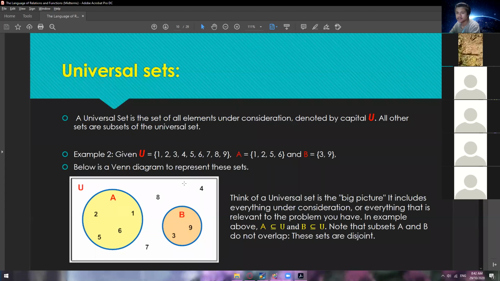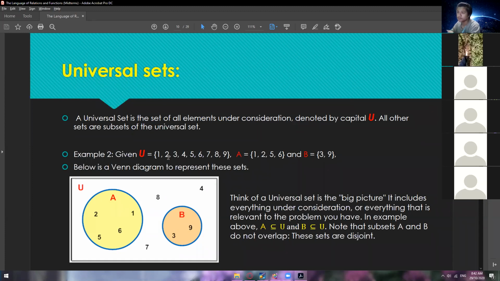Imagine that the universal set is like the universe itself, and the sets are the planets, like the Earth, Pluto, Mars, Saturn, and so on and so forth. Those are the sets, and of course, they have elements inside of them. So we have here an example.